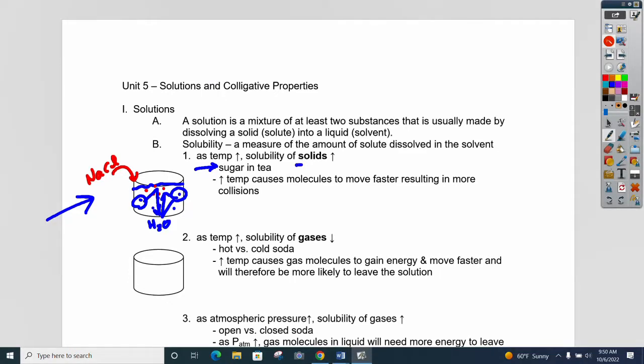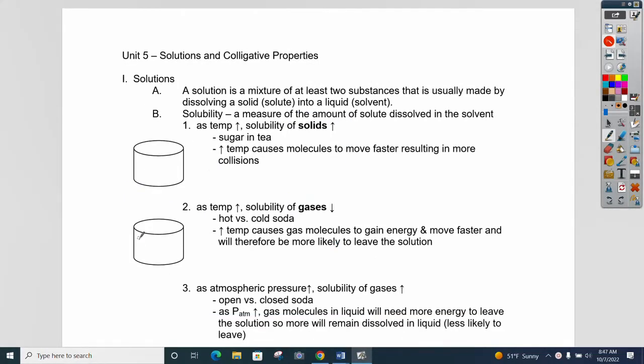Now, we have to be really careful here because this only applies to solids. What I'm going to teach you next applies to gases, and if you look, the opposite is true for gases. Increasing the temperature causes the solubility of solids to increase, but it causes the solubility of your gases to decrease instead. To understand why, let's assume that we have a sample of Coke or soda.